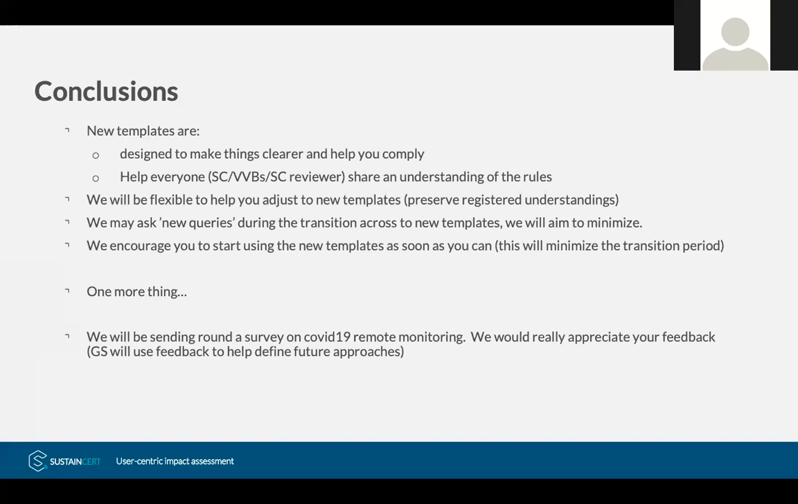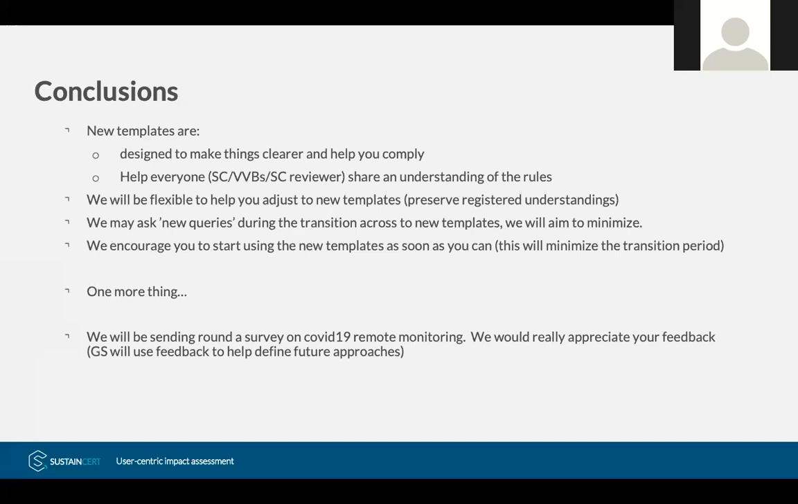We will possibly ask new queries, so it may seem that we're asking new things as you transition across to the new templates. We have procedures in place internally to try and minimize this. Just keep communicating with us if you find that this is causing challenges.